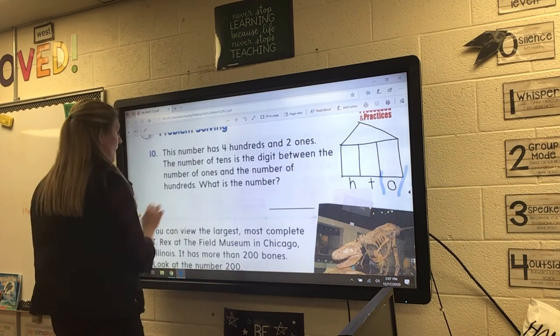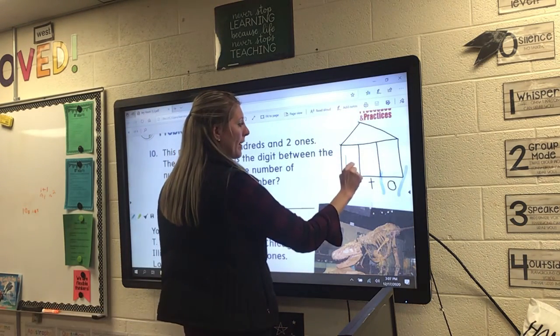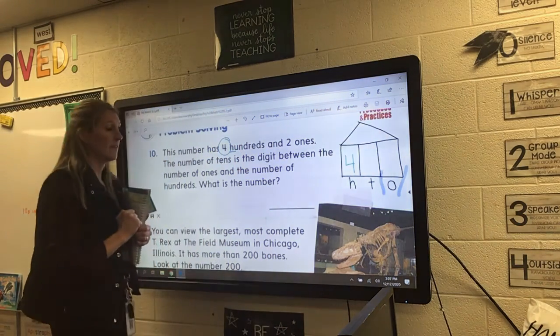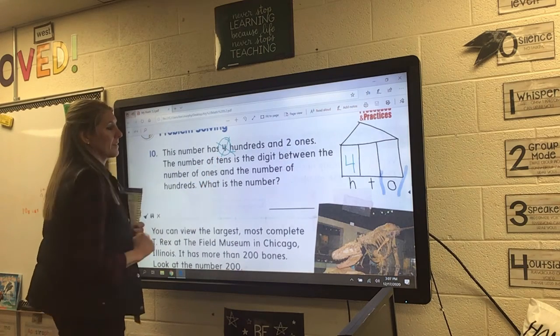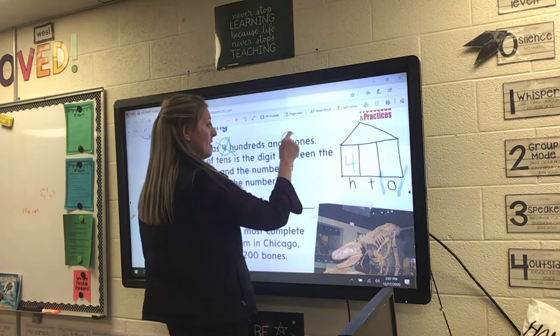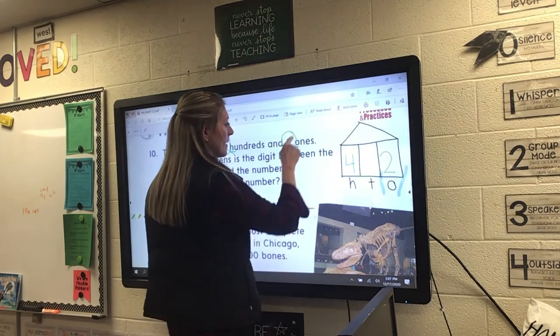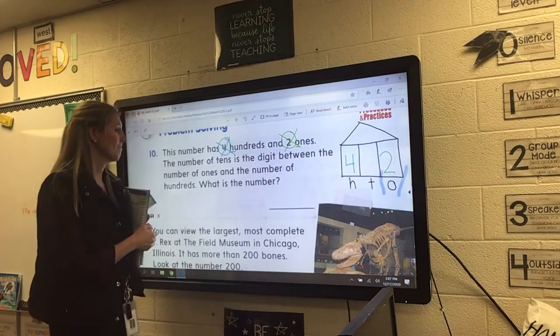Now, it says there are 4 hundreds. So in the hundreds, I'm going to put a 4. Okay, and I'm going to cross that off. And 2 ones. So 2 ones, here's my ones, I'm going to put a 2 there. Okay, I'm going to cross it off.